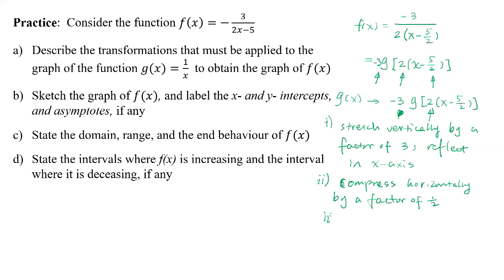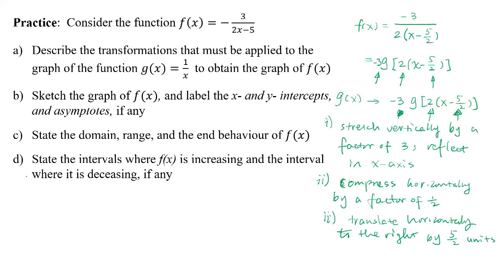Okay, next is to do the transformation corresponding to the factor here. So next we need to translate horizontally to the right, because you have a negative 5/2, to the right by 5/2 units.